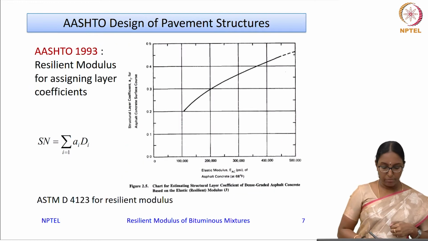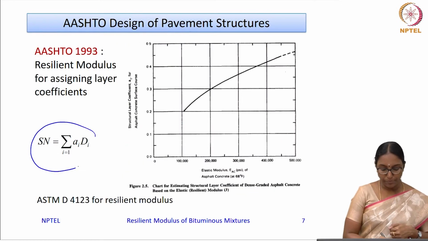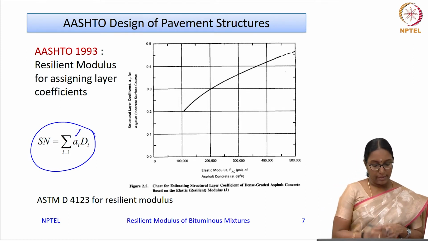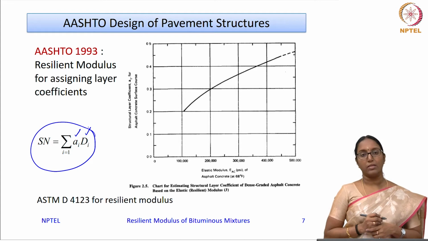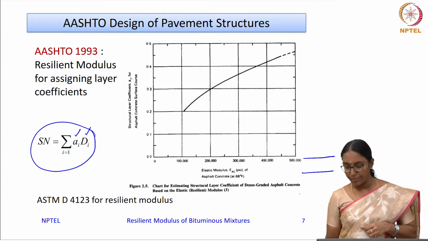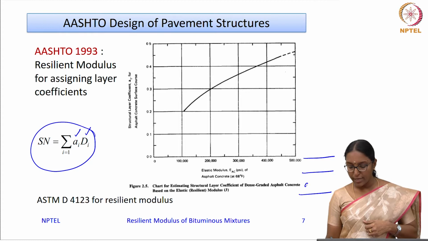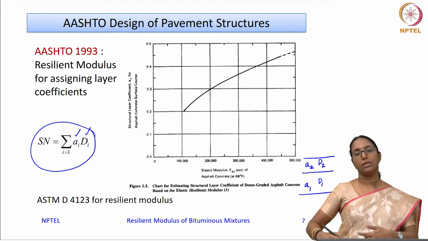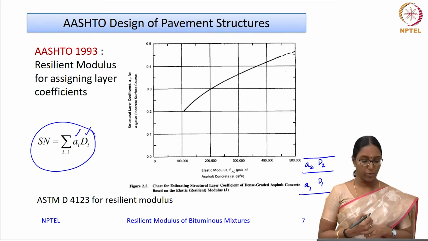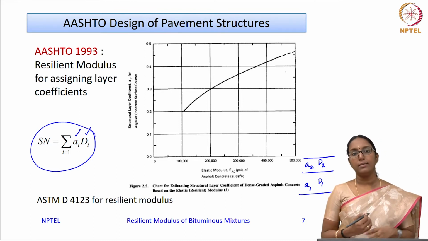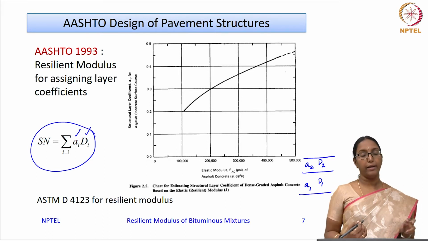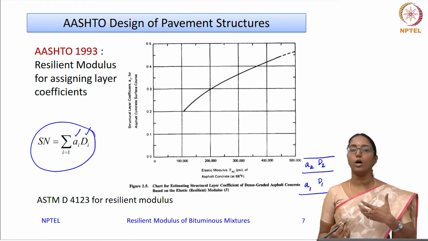Now the structural number is computed like this, which is a cumulative of the layer coefficients multiplied by the layer thickness. Say, for example, you have multiple layers, a granular layer and a bituminous layer. For each layer you will have a layer coefficient A1, A2 and so on, and D1, D2 are the thicknesses for these layers. So the sum of this will give you an indication of the structural number. First, for the design traffic you identify how much the structural number should be, and knowing the layer coefficients you can identify how much the layer thickness should be.